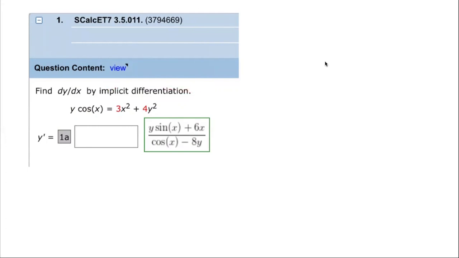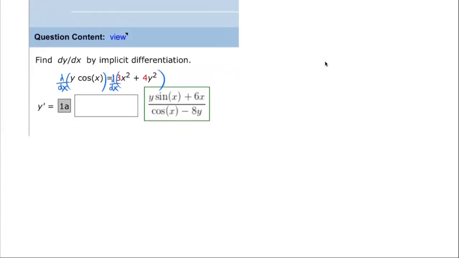There are 2 steps in implicit differentiation. The first step is to differentiate both sides with respect to x. So let's do that: differentiate the left side with respect to x, and differentiate the right side with respect to x also. The second step will be solving for dy/dx. So this is the first step. Now, differentiate the left side with respect to x.